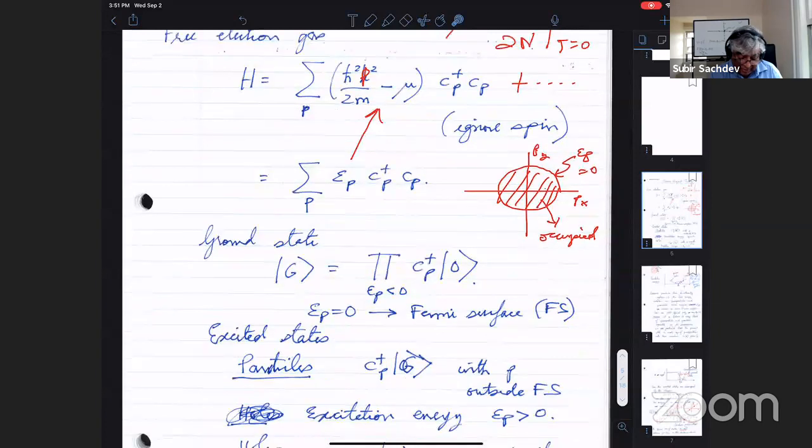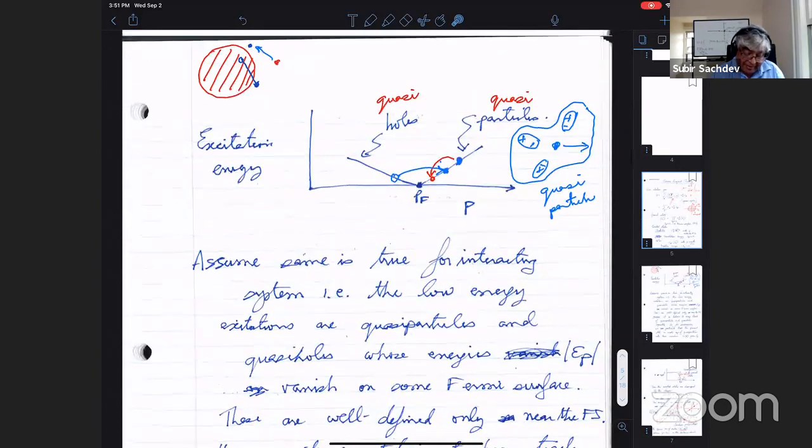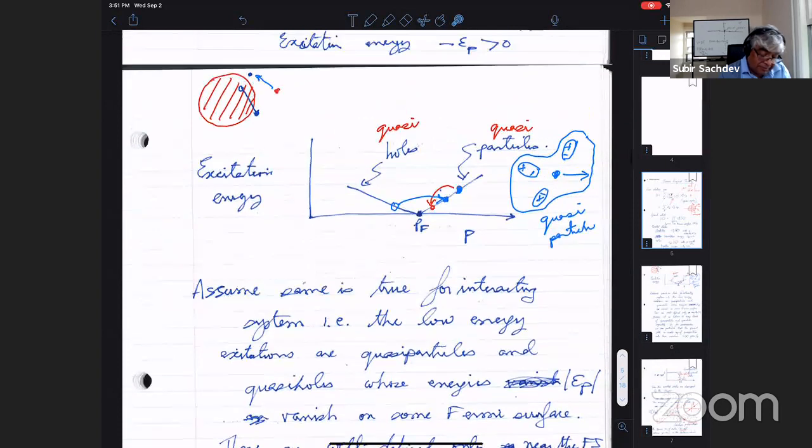However, and this was actually one of the points I wanted to get to today, but I don't think I will, there is a very deep theorem called the Luttinger theorem, which says that the volume of the Fermi surface is independent of the strength of interaction. So this volume, the volume of occupied states, is independent of interactions.